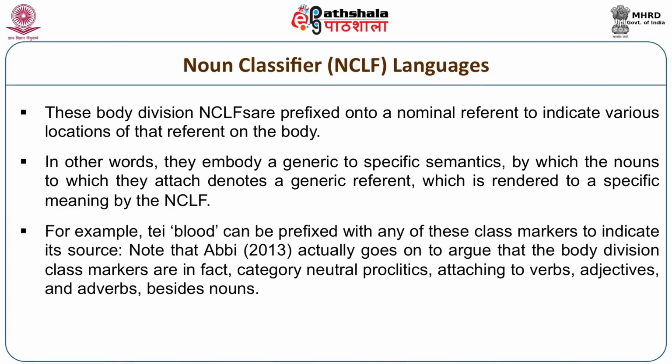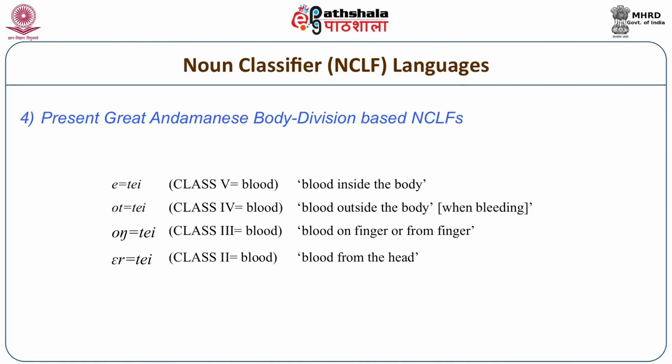For example, day, blood, can be prefixed with any of the class markers to indicate its source. If it gets class 5, it denotes blood inside the body. If day gets prefixed with oath, which is class 4, it means blood outside the body. If you have it prefixed with class 3, then you get blood on the finger or from the finger. And if you prefix it with class 2, then it means blood from the head.